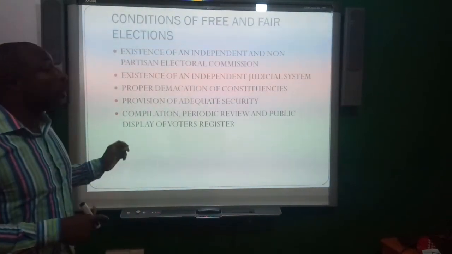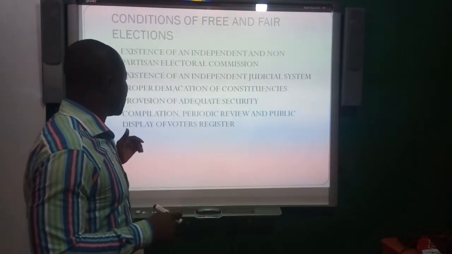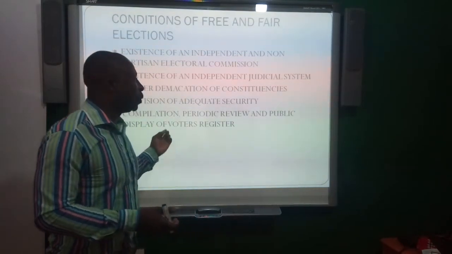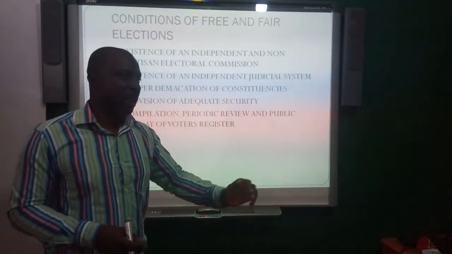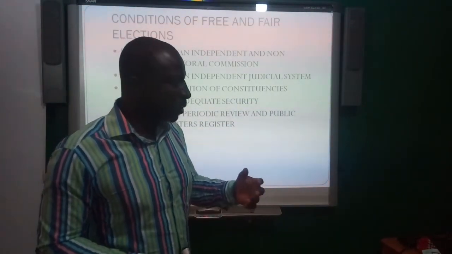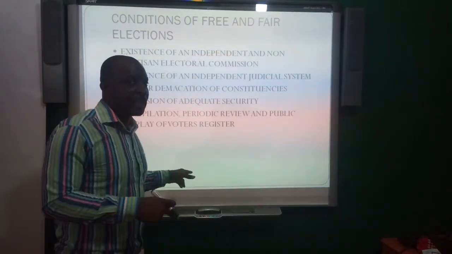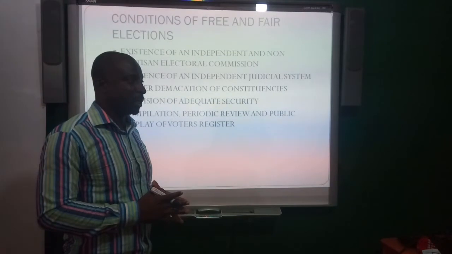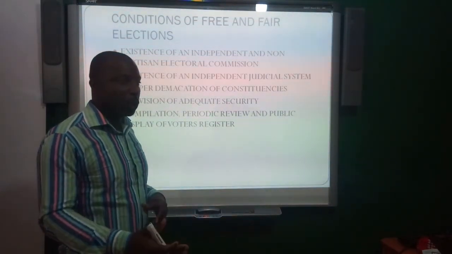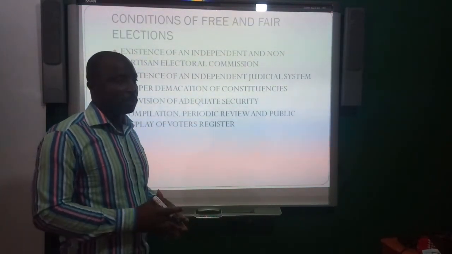Another good thing that we should have if we want to have free and fair election is that there should be periodic review and compilation of the voters register. In a democratic state, the fact that you are 18 years does not mean on the day of election you will vote. You should be a sound-minded person. You should have attained the universal adult suffrage age, which is 18.